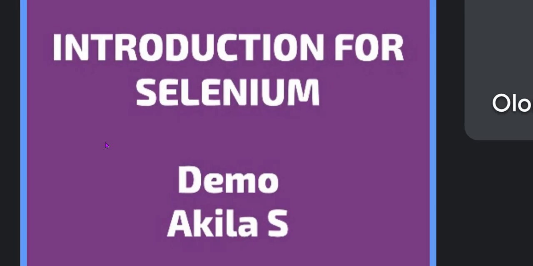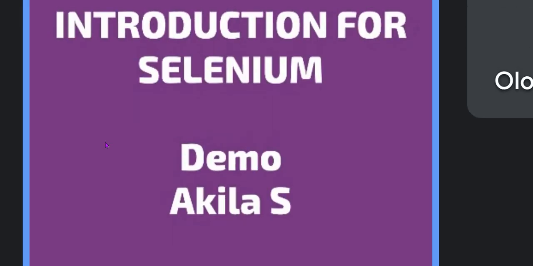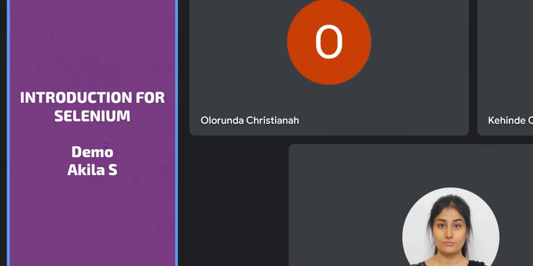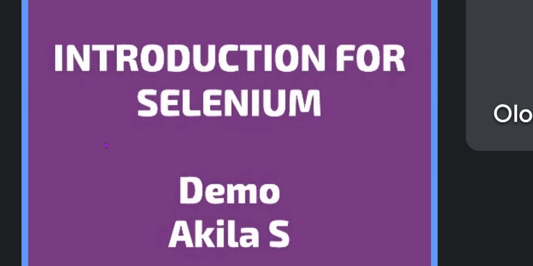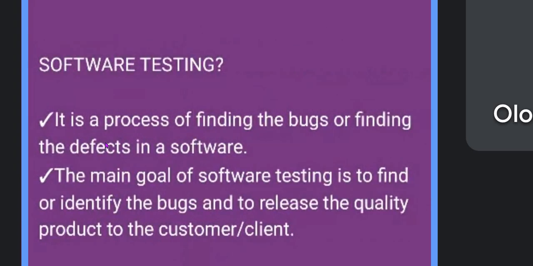Okay. So my topic is on Selenium. It is just an introduction about Selenium. Before going to automation testing, let us know what is software testing. We already know what software testing means. Software testing is the process of finding the bugs or defects in our software.